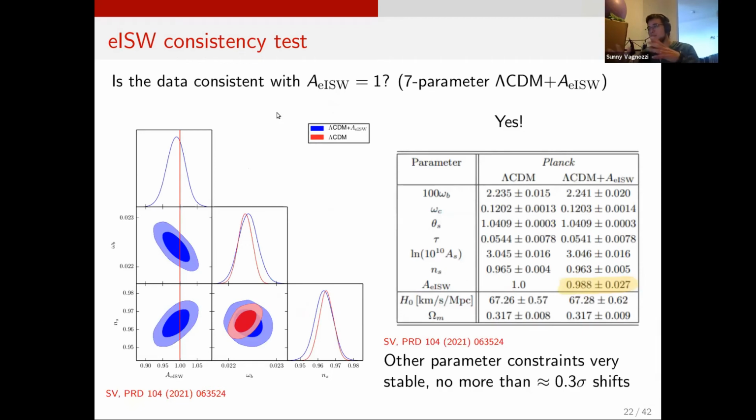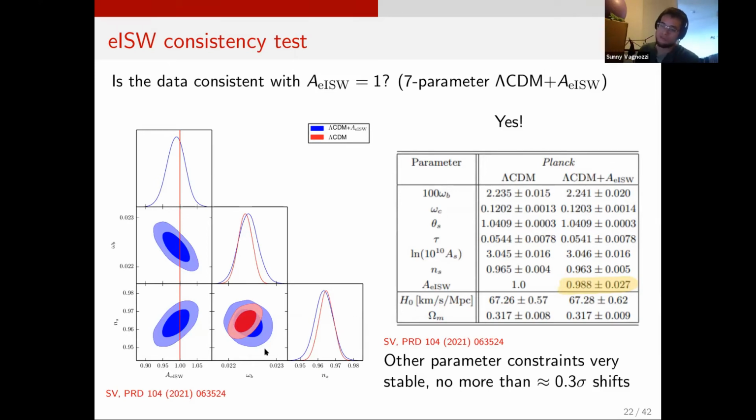If I take Planck data alone, the answer is yes, it's remarkably consistent with 1. If I constrain this number, I get 0.988 plus or minus 0.027. So it's really close to 1. Another relevant question is, when I extend my lambda CDM model to include this extra parameter, are any of the other 6 parameters going to shift a lot? And the answer is no, as you can see here. All the other parameters are really stable.